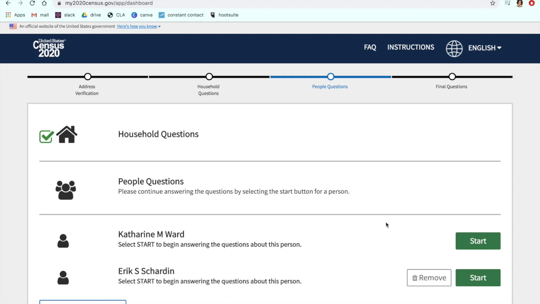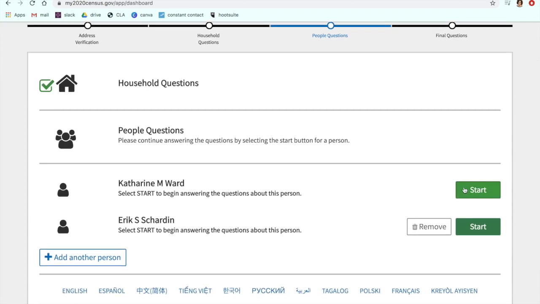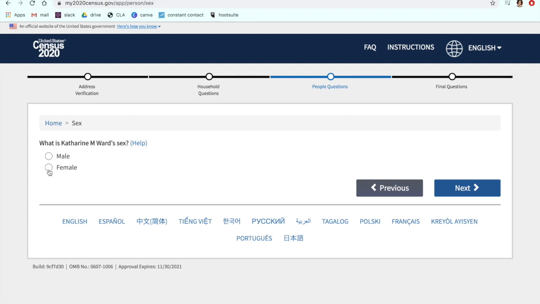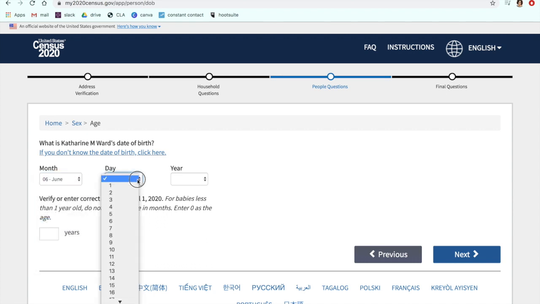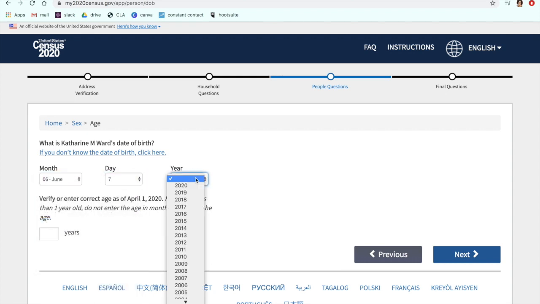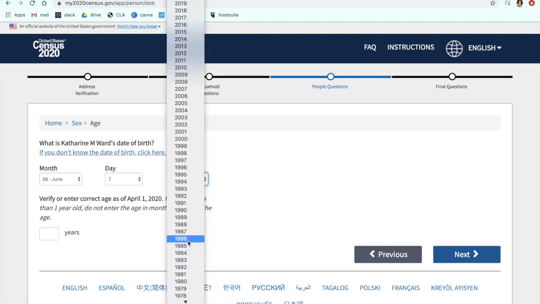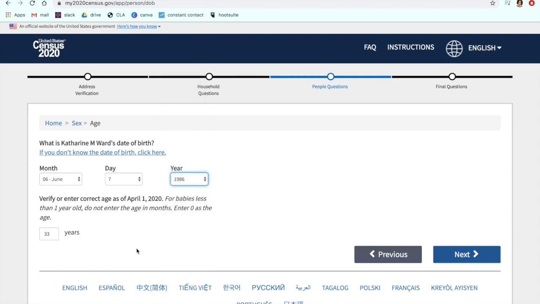Now we're going to do the people question. We've done the people question, so now we're going to start to answer questions about this person. So I'm going to put my sex and my birthday, and I'm 33 years old. This is going to tell me on April 1st. My birthday is in June, so I'm actually going to be 34 this year, but they only worry about April 1st.